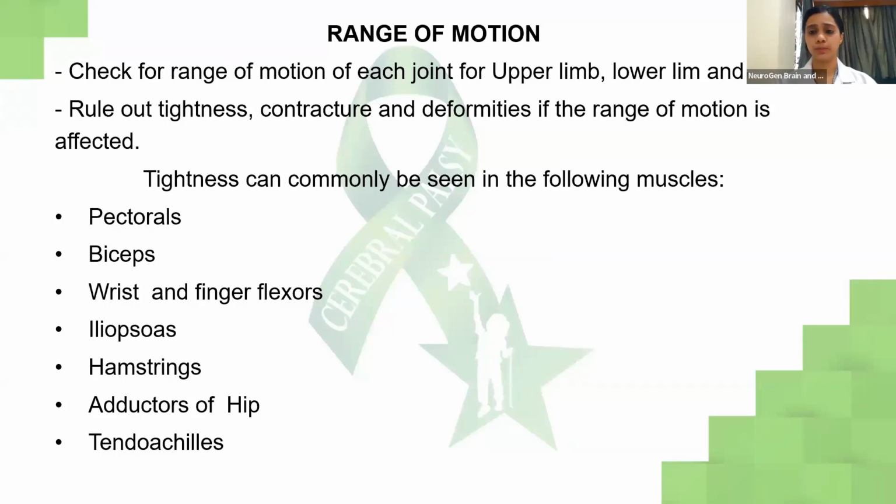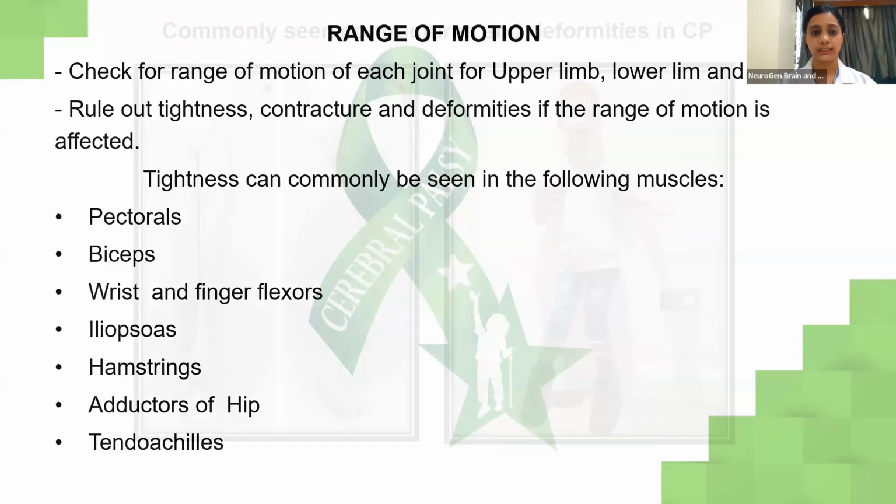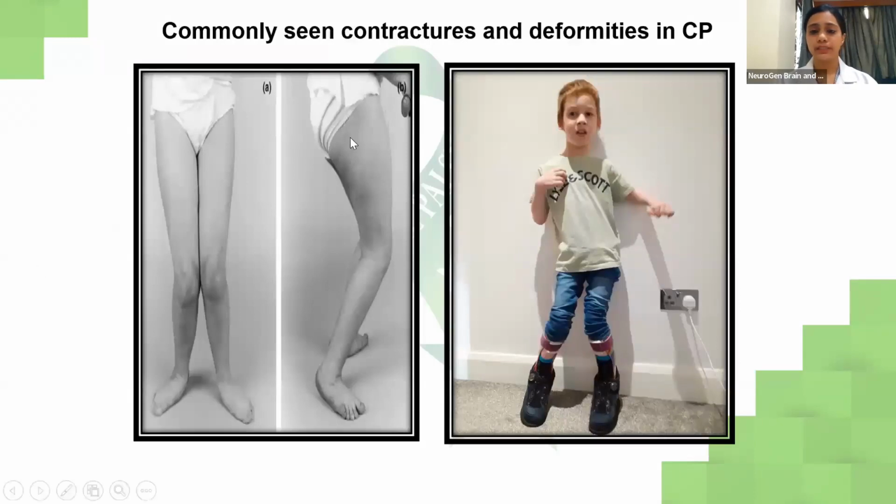Range of motion is also important for us to understand how much is the joint integrity, and if there is any tightness which is developing in the child, or if there is any contracture or deformity which has developed in the child. So check for range of motion for upper limb, lower limb, and trunk. Rule out tightness, contracture, and deformities. The commonly seen tightness is in these muscles: pectorals, biceps, wrist and finger flexors, iliopsoas, hamstrings, adductors of hip, tendo Achilles. These are certain deformities which can be seen.